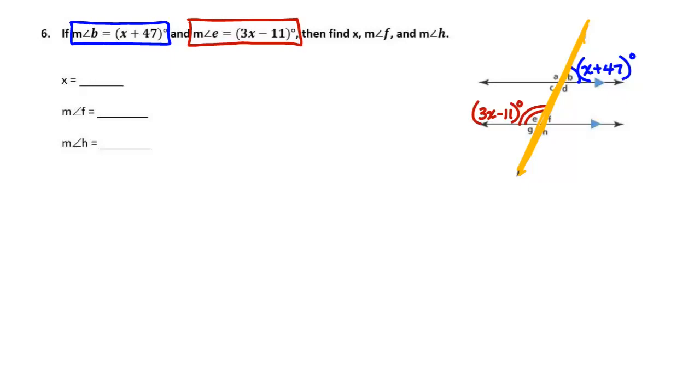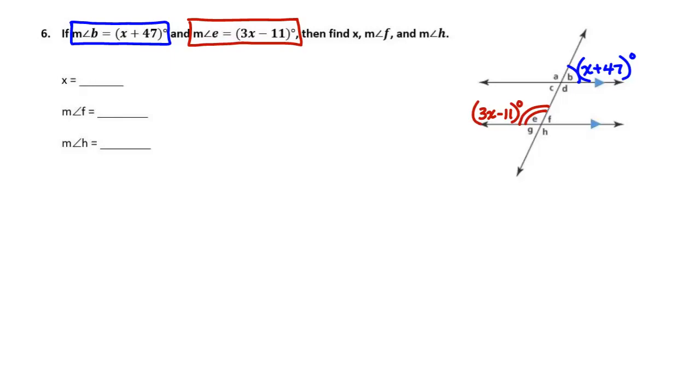Are they on the same side of the transversal? Opposite sides. I don't have a name for that. When they're on the same side and one's interior and exterior, that'll put them in matching corners. I have a name for that. That's corresponding. When they're on opposite sides of the transversal, though, I don't have a name for it when one is interior and one is exterior. So I don't have a relationship that I can work with here.